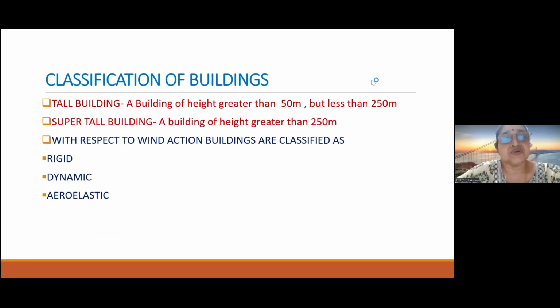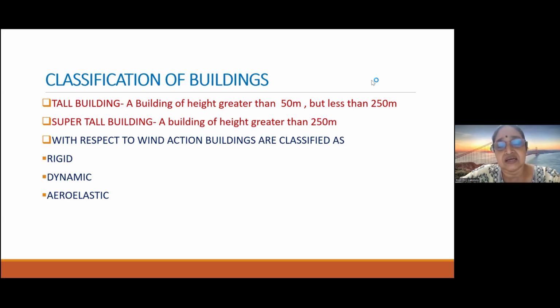So when we talk about the classification of buildings, IS 16700 classifies a building as a tall building if the building has a height greater than 50 meter but less than 250 meter, and a super tall building is a building having a height greater than 250 meter. And we have in our country buildings with 250 meter or even more than 300 meter tall.